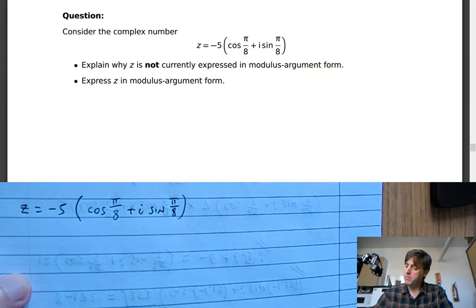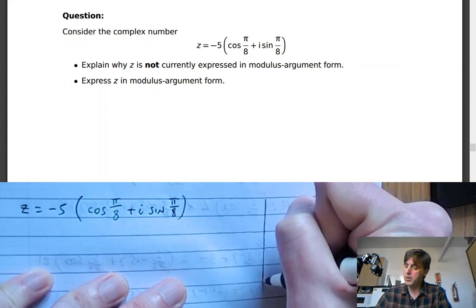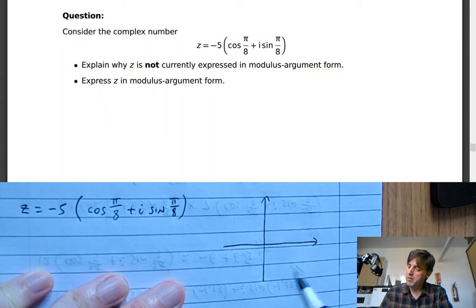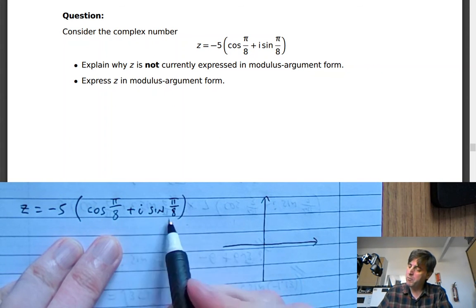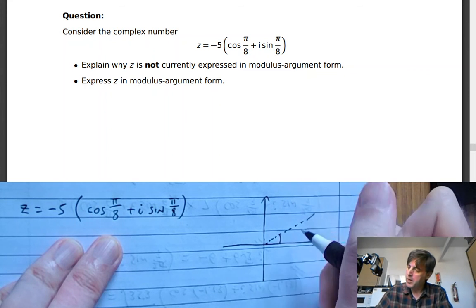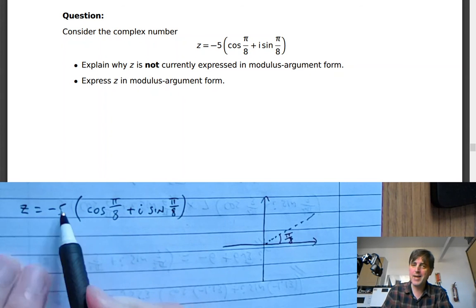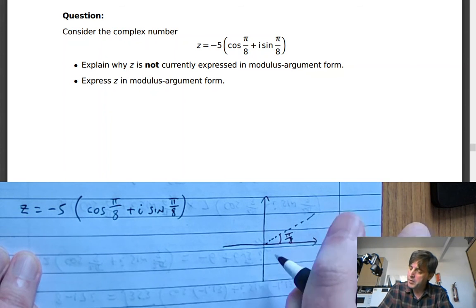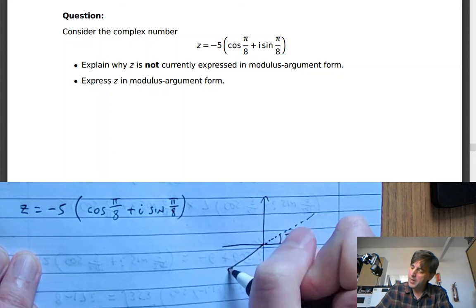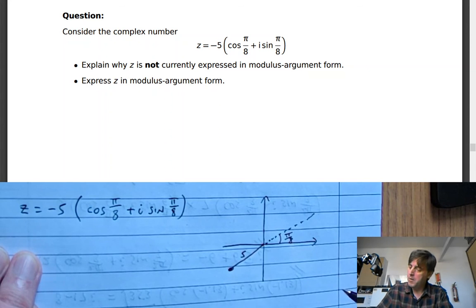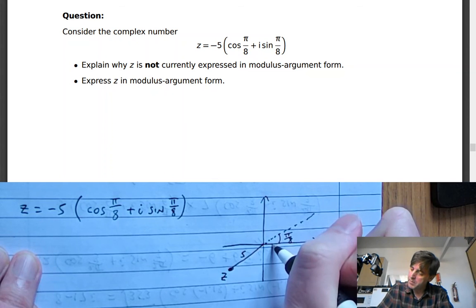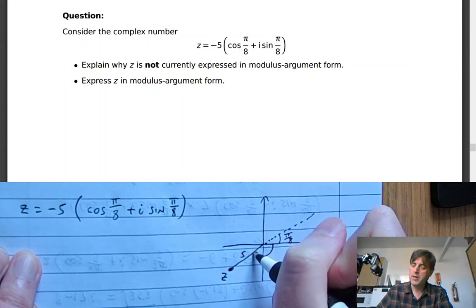How can we put it in modulus argument form? Well, let's see if I can just sketch the Argand diagram here to find out where this number actually is. The angle pi over 8 would take us up in this direction here, but because we have a negative number here, we're actually going off in this direction down here. So our complex number z is actually down here. It's 5 units away, so we can say that the modulus of the number z here is 5, but the argument is actually going to be this angle here.